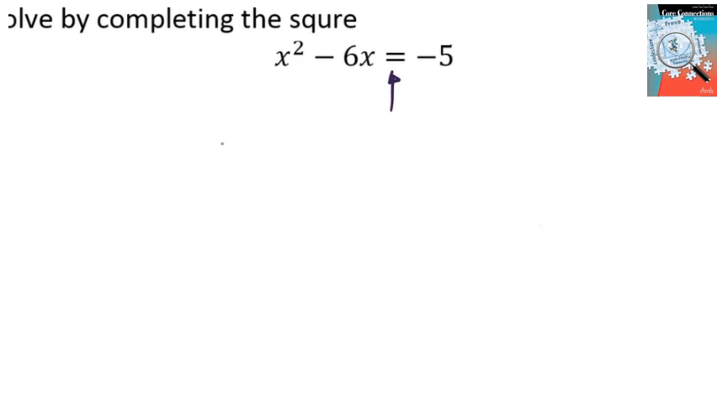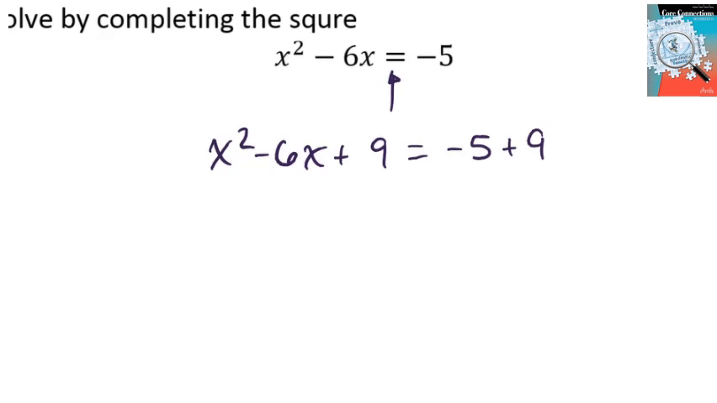So on the left-hand side, I've got x squared minus 6 times x plus, what I need to add is half of -6 squared. Well, half of -6 is -3, and -3 times -3, or -3 squared, is +9. So I'm adding a 9 to both sides. Over on this side, I've got a -5 and then plus a 9 also.